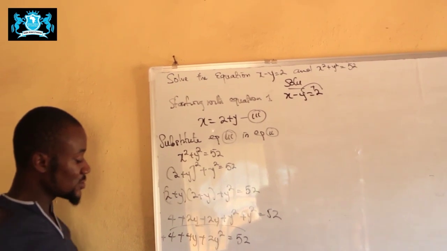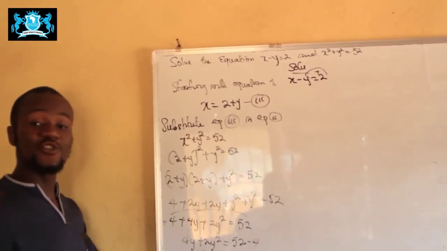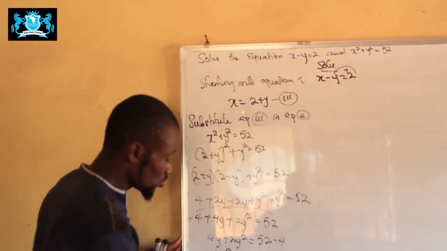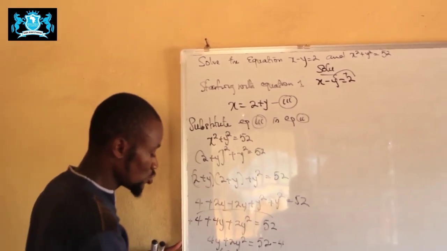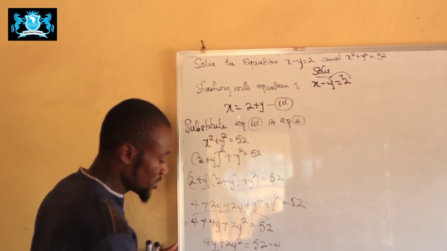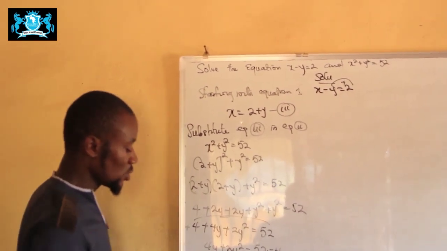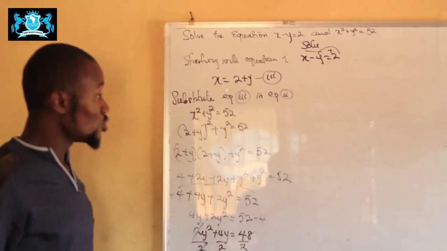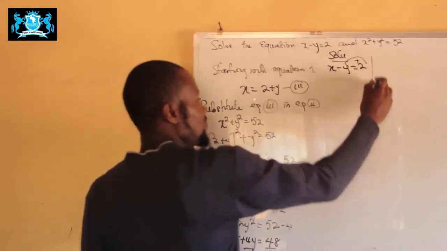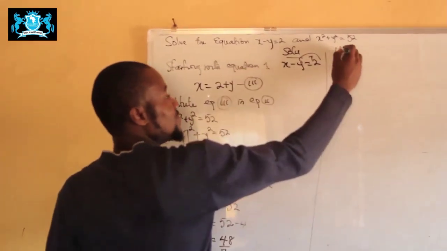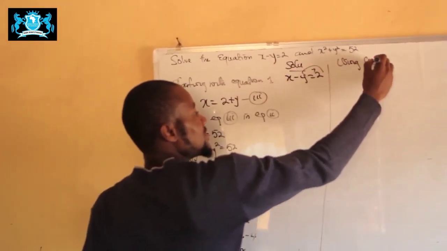So you see that all these numbers here can be divided by 2. So you divide all of them by 2 to break it down to the lowest term. So you have y squared plus 2y is equals to 24. So this is a quadratic equation. So let's use the completing the square method to solve it again. So now using completing the square method.